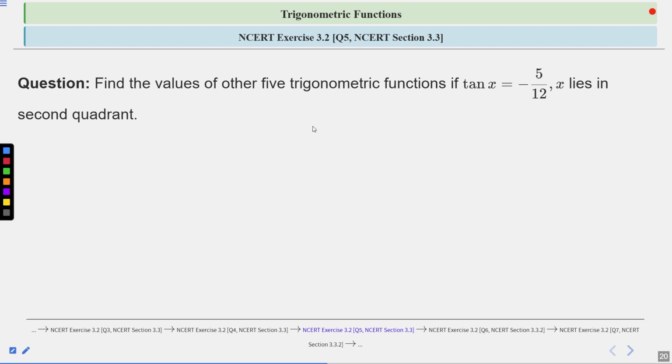See, tan x is given as minus 5 by 12, and when x lies in the second quadrant, tan x is negative, sin x will be positive, and cos x will be negative. Similarly, we can say about other trigonometric functions also. From tan x, we can easily find sec x by using trigonometric identities, and after that, we can easily find sin x, cos x, cosec x, and cot x. So in this way, you can try to attempt this question. You have some time to solve or think about it. After that, we will move to the solution part.